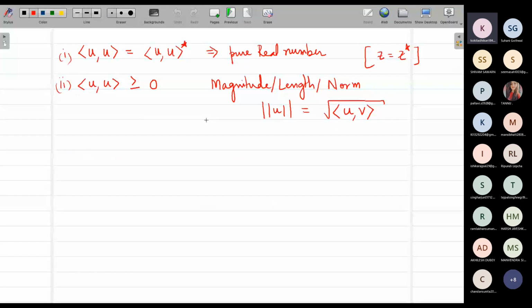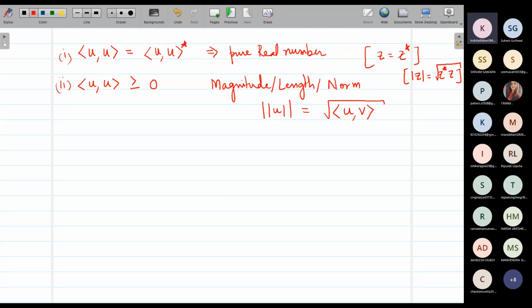Now, the only reason I am using double bars is that a single bar in the case of a complex number is generally reserved for the modulus. So if I write mod z, what does it mean? Mod z is the square root of x squared plus y squared, or of course you can write it in terms of the real and imaginary components. So we use the double bars for defining the magnitude, length or norm.